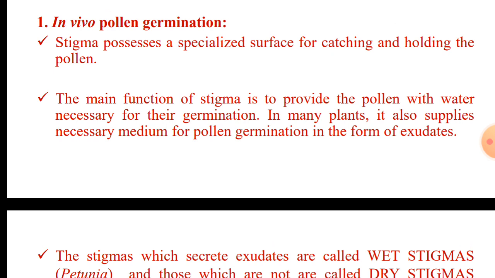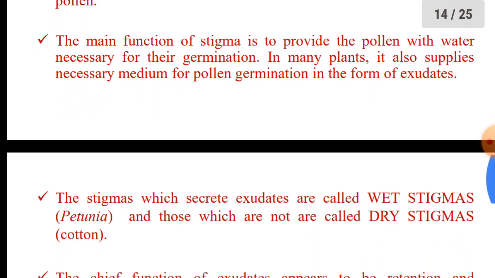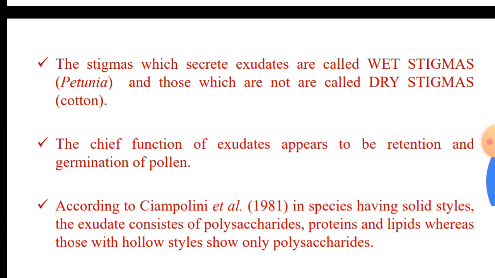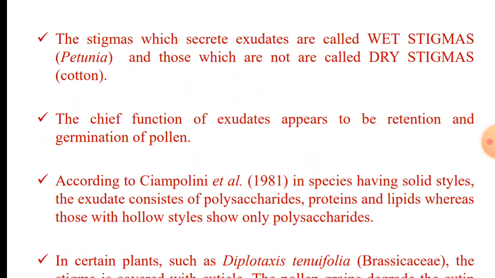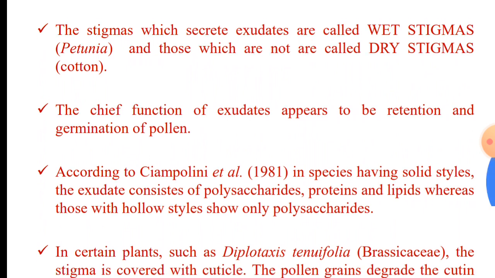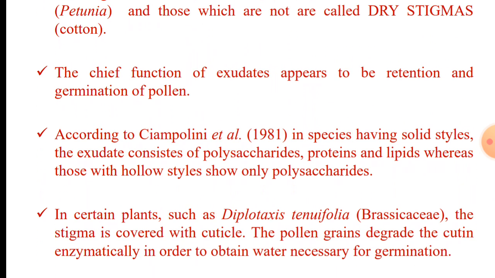The stigmatic surface secretes certain exudates which provide hydration to the pollen grains, and that is the primary requirement for pollen germination. The stigmas which secrete exudates are called wet stigmas, for example petunia, and those which do not are called dry stigmas, for example cotton. The chief function of exudates appears to be retention and germination of pollen.